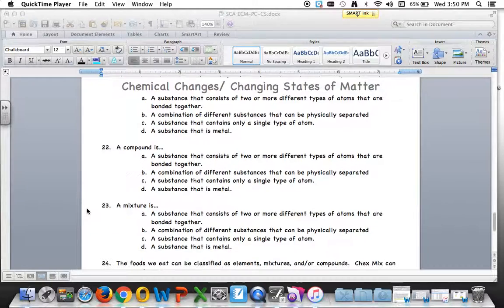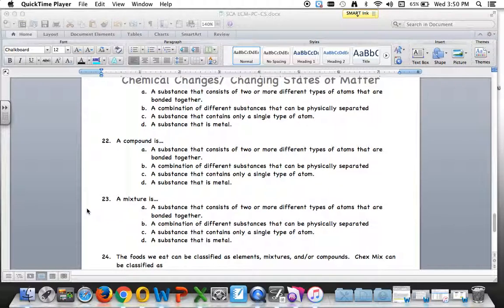23. A mixture is A, a substance that consists of two or more different types of atoms that are bonded together. B, a combination of different substances that can be physically separated. C, a substance that contains only a single type of atom. D, a substance that is metal.